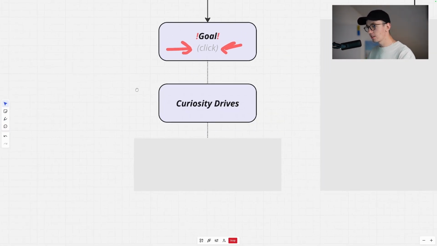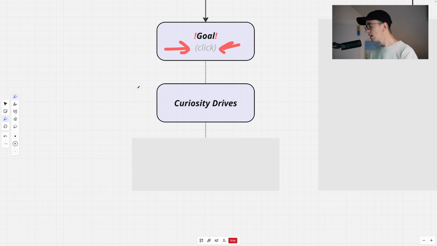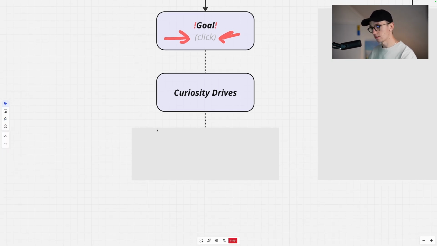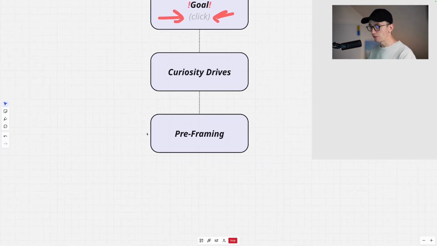Now, let's go to the next step. And this is something you have already heard about. What drives the click? Curiosity. I don't have to talk about this. You guys all heard about it. So that's that. Curiosity. We know that. And the next thing is pre-framing. I never ever heard anyone talk about it.